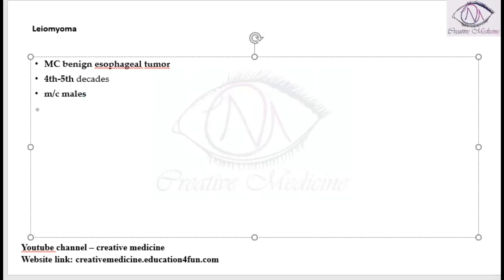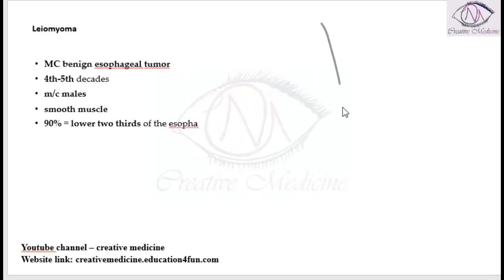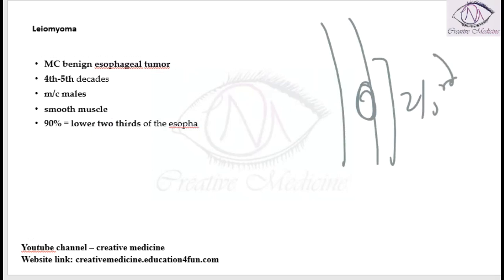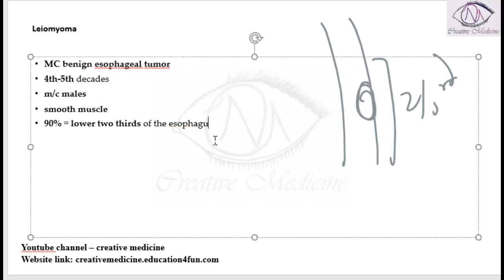Then it is a smooth muscle tumor. In 90% of the cases, it is located mainly in the lower two-thirds of the esophagus. Most of the cases are usually a solitary tumor, and it is oval in shape in most of the cases.